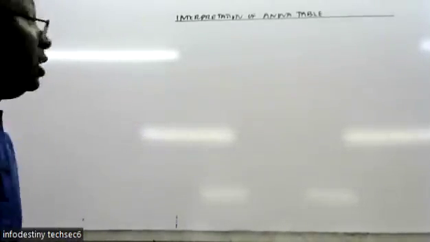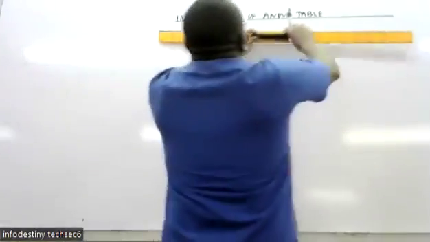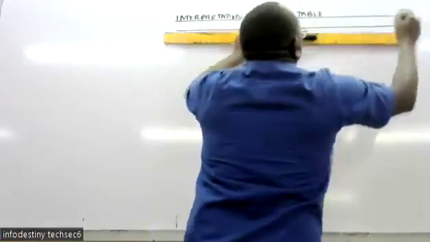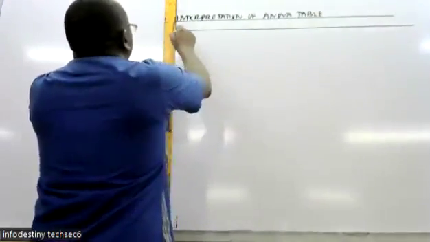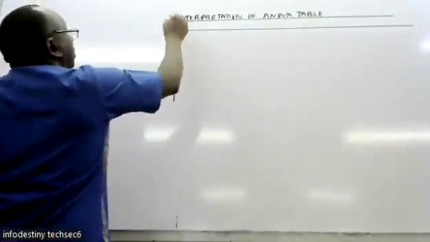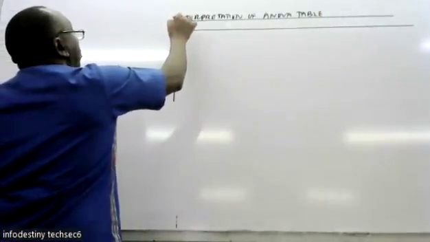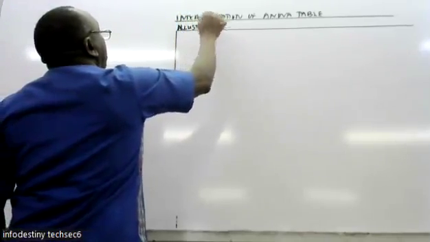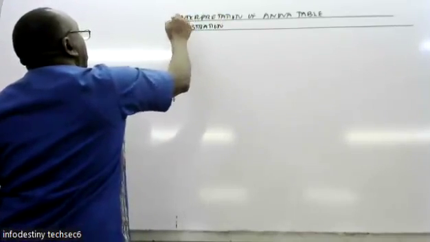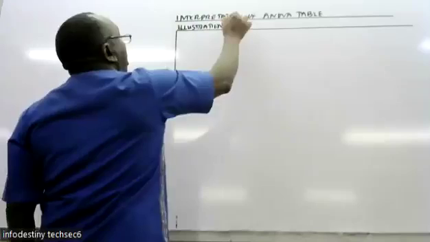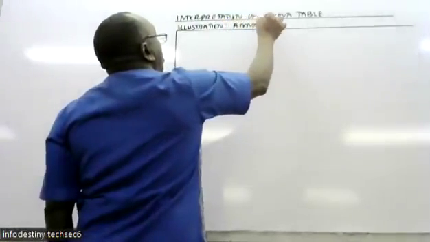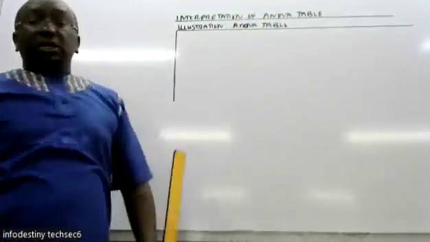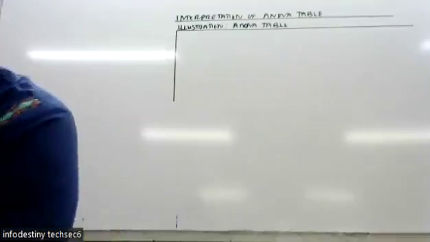So, nimesema, this is what you get when you have an ANOVA table illustration.